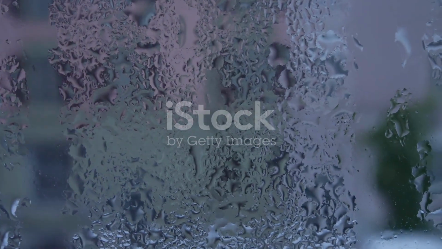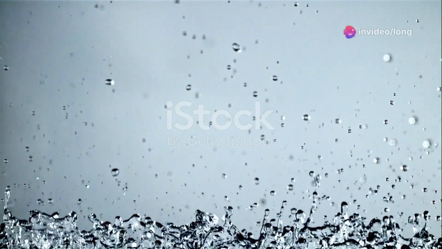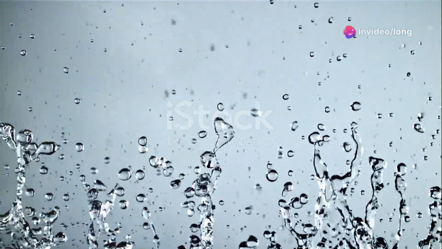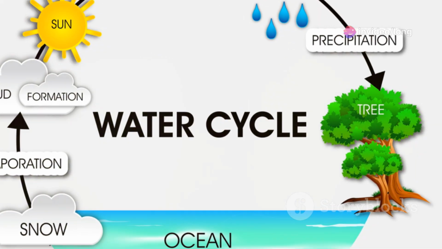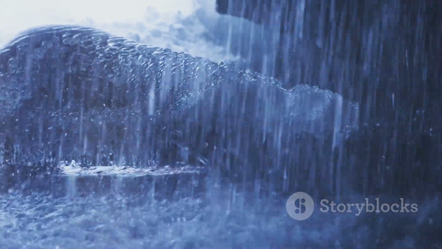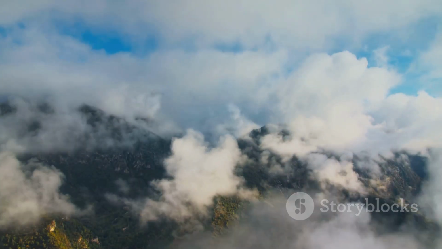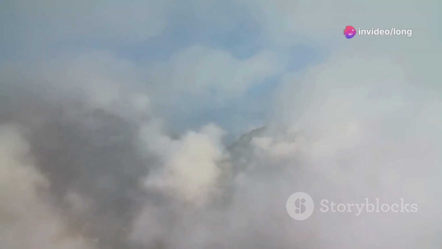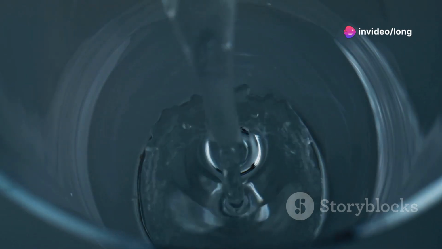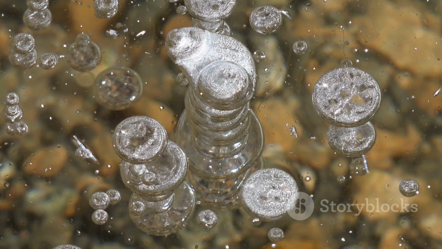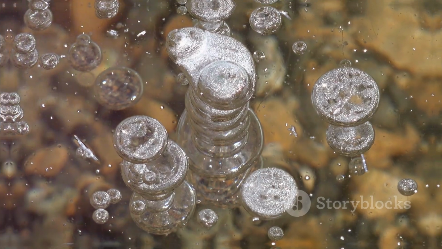Condensation: from gas to liquid. Now that the water vapor is hanging out in the atmosphere, it's time for the next stage, condensation. Condensation is the opposite of evaporation. It's when water vapor in the air cools down and changes back into liquid water. As air rises higher in the atmosphere, it gets colder. When water vapor in the air cools down enough, it loses energy and slows down. The water molecules clump together, changing back into liquid water droplets.